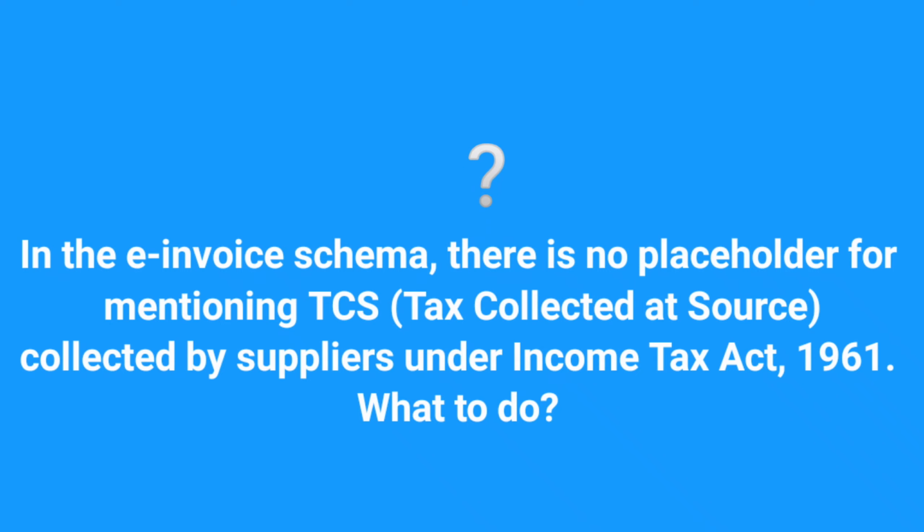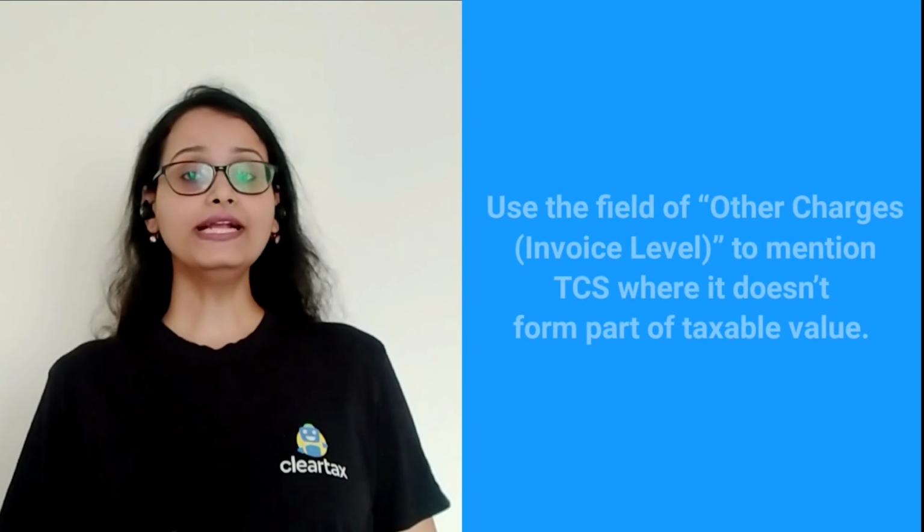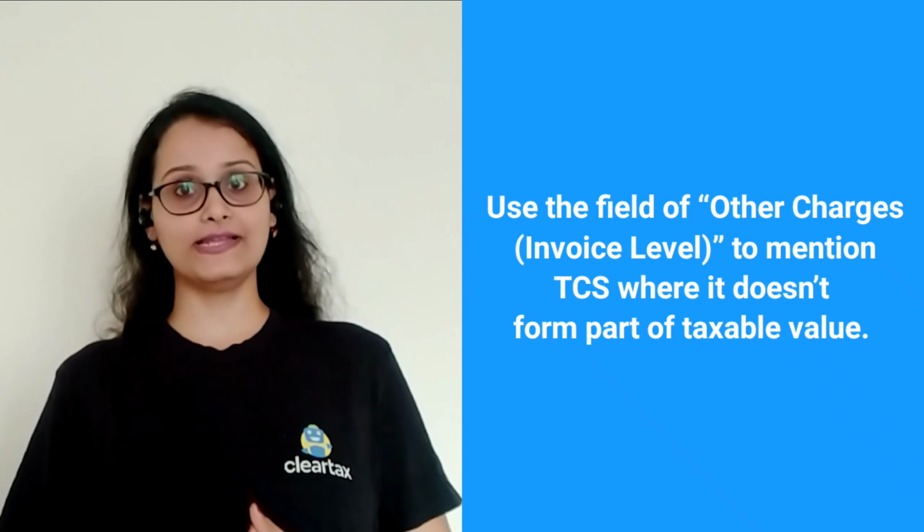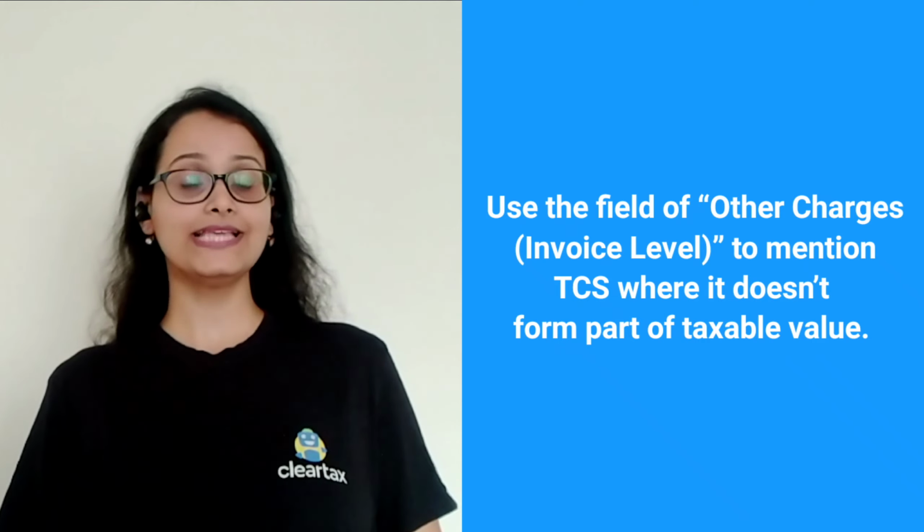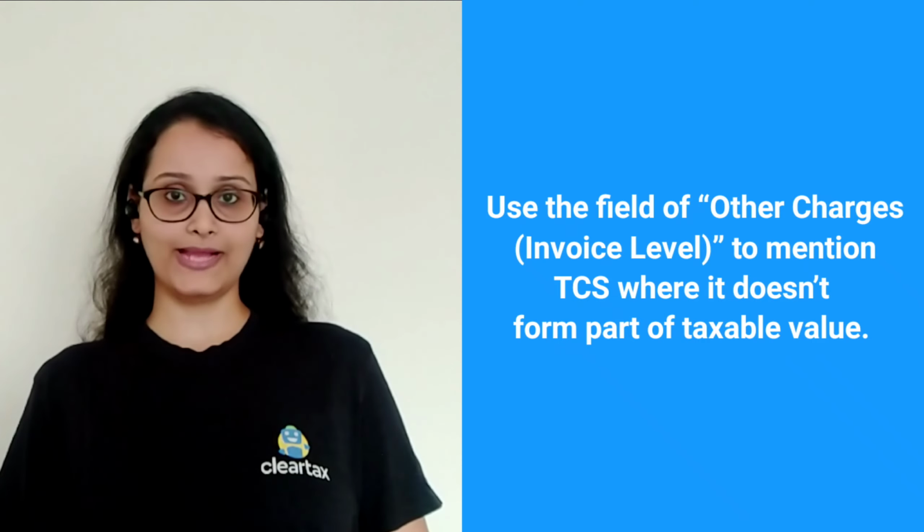In the e-invoice schema, there is no placeholder for mentioning TCS, that is tax collected at source, collected by suppliers under Income Tax Act 1961. What to do? At present, there is no separate placeholder for this field in the schema. Including it in a schema will be examined in the next round of revision. However, as a workaround, the field of other charges, that is in invoice level, can be used to mention TCS where it doesn't form part of the taxable value.